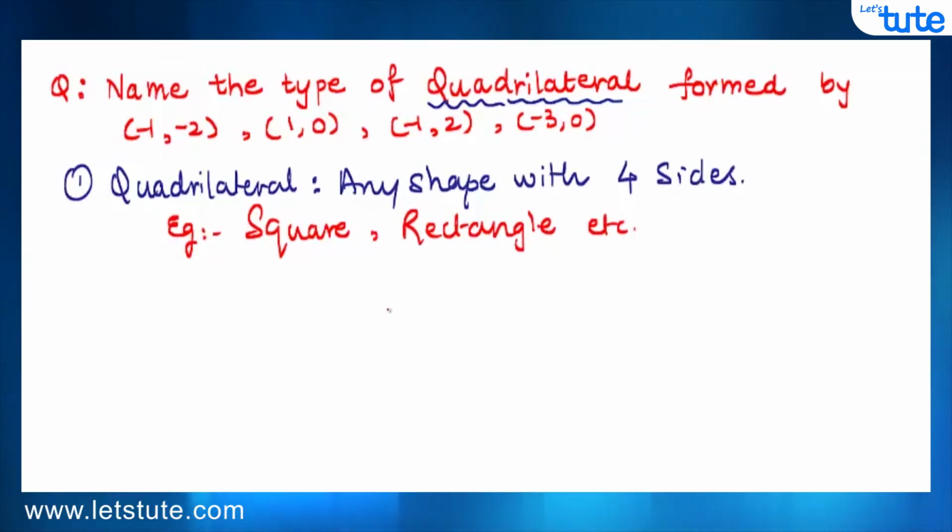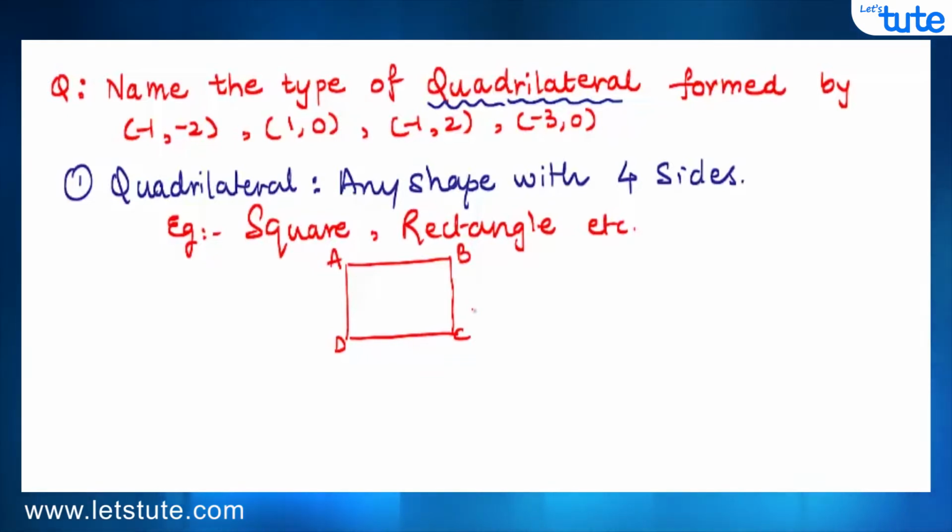Now when I'm talking about a quadrilateral, let me say in general, let me draw this diagram. Let us name this A, B, C and D. So this is called quadrilateral ABCD. Here I want to remind you that the question we are going to solve, to find the type of quadrilateral, is going to be solved purely on the basis of the distance formula.